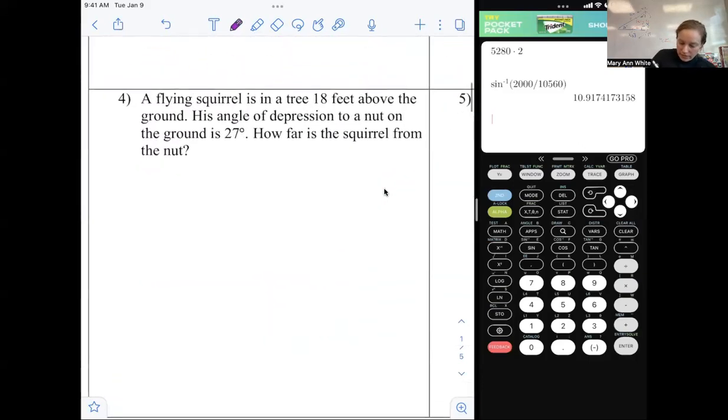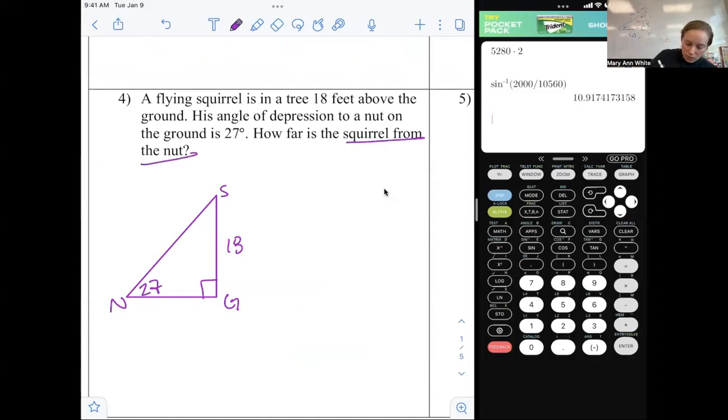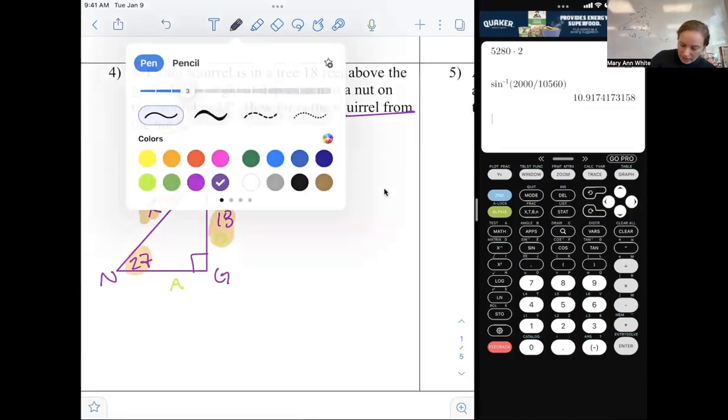All right, flying squirrels in a tree 18 feet above the ground. Squirrel is up there. Angle of depression to the nut on the ground is 27. This is the ground, I guess. How far is the squirrel from the nut? So I'm going directly from nut to squirrel or squirrel to nut. So there goes my X. I'm going to use angle. Oh, let me label opposite, adjacent, hypotenuse. Opposite, hypotenuse. So I'm going to do sine here.